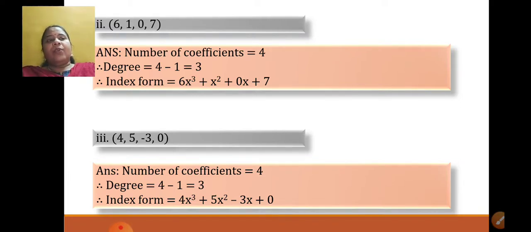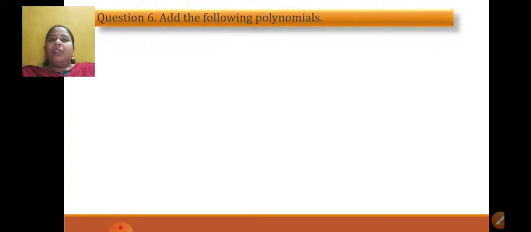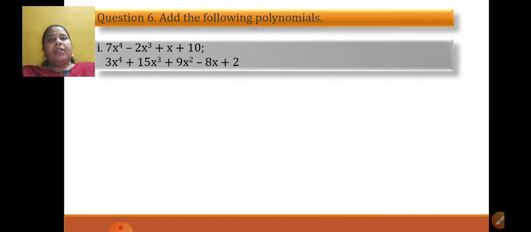Right? Okay. Let us move to the next question. The next question is question number 6 from the problem set. Add the following polynomials. Now you have to add them. The polynomials are these two: 7x raised to 4 minus 2x cube plus x plus 10. This will be added to 3x raised to 4 plus 15x cube plus 9x square minus 8x plus 2.